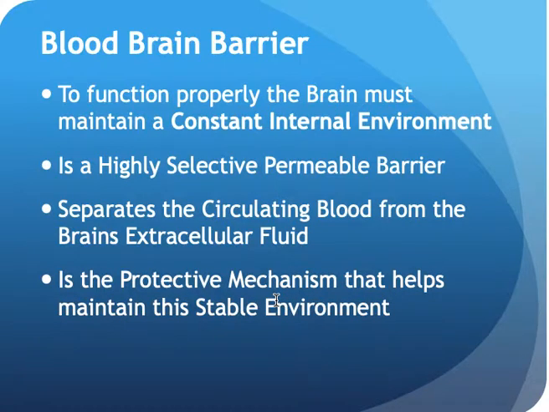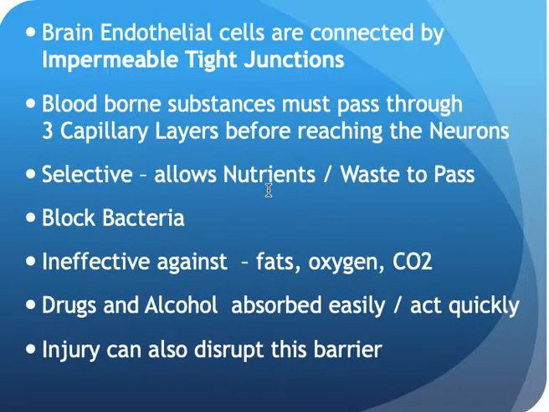So we're going to have one more level of protection, making sure that nothing in the blood is able to get into that cerebrospinal fluid. Okay, so I have these brain endothelial cells. They're connected with these tight junctions. They're basically impermeable. Blood-borne substances must pass through 3 capillary layers, and we talked about this with epithelial tissue, how we make these different layers and how it filters things. This is the same kind of thing, okay? So we have these 3 capillary layers that they have to pass through before reaching the neurons.